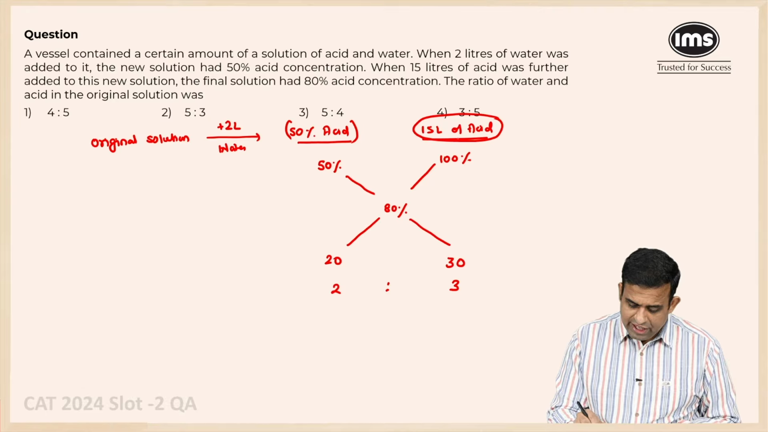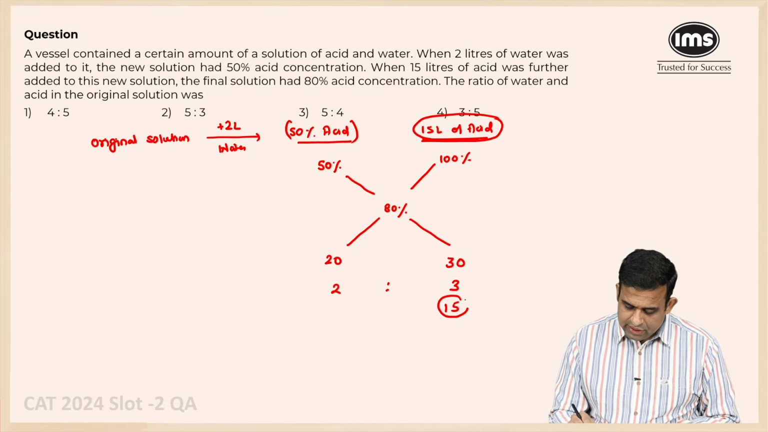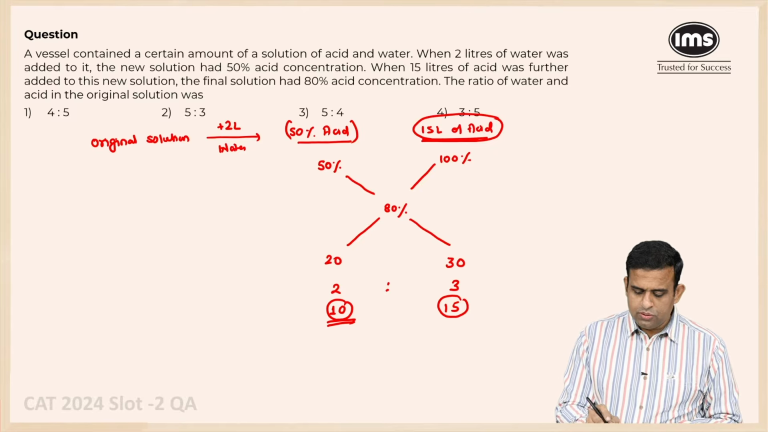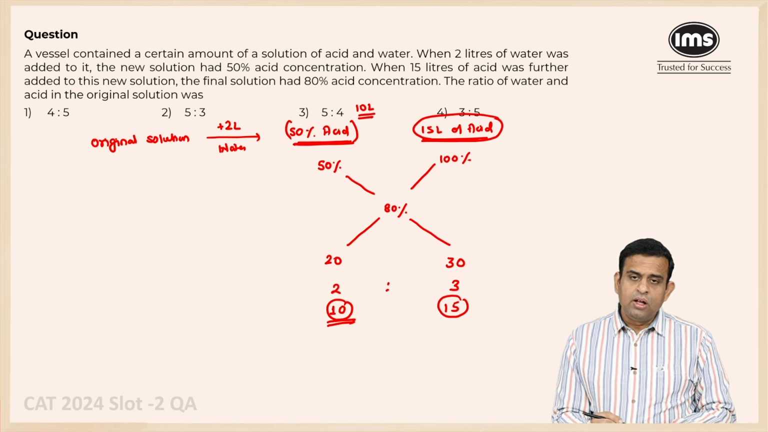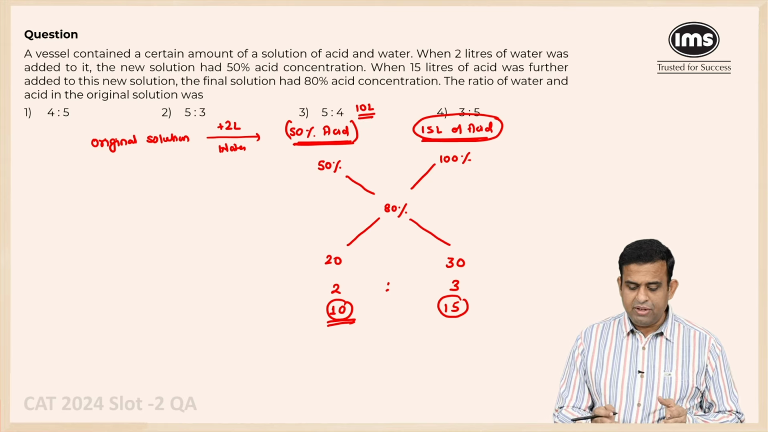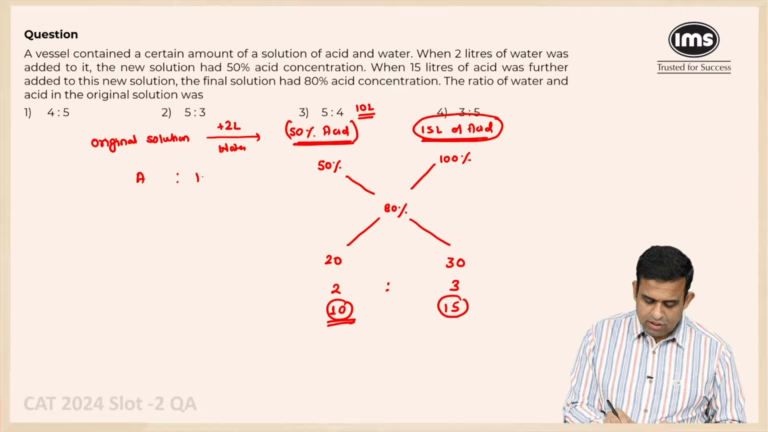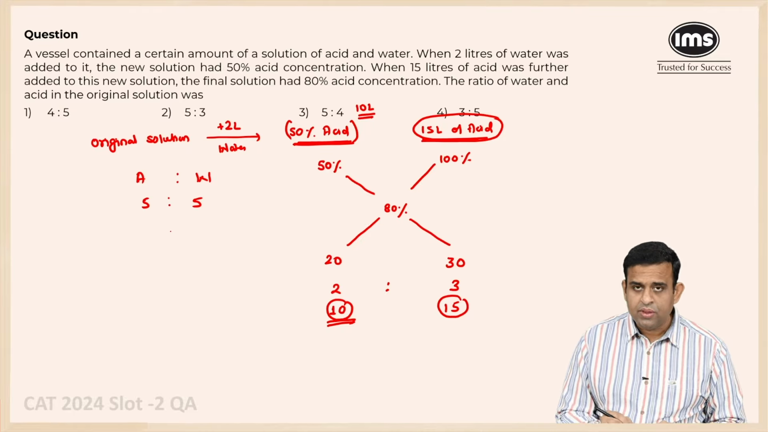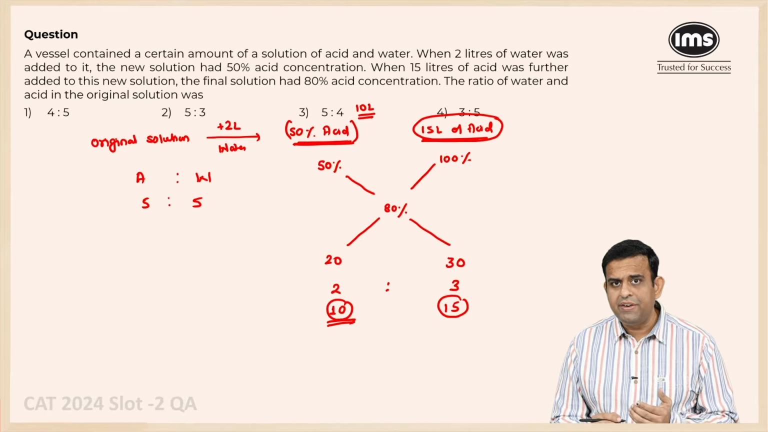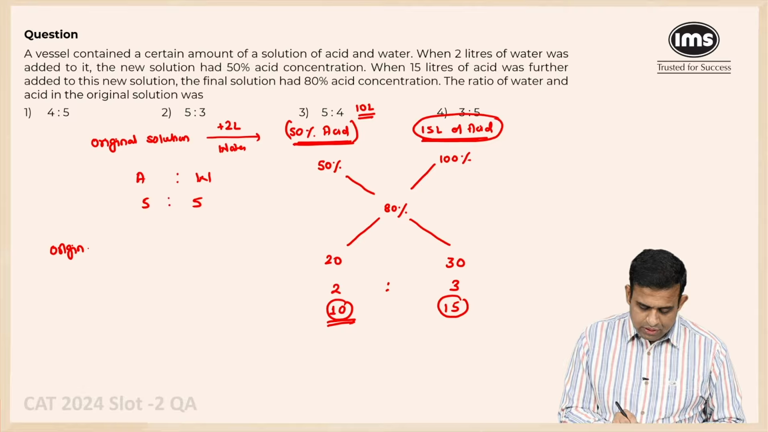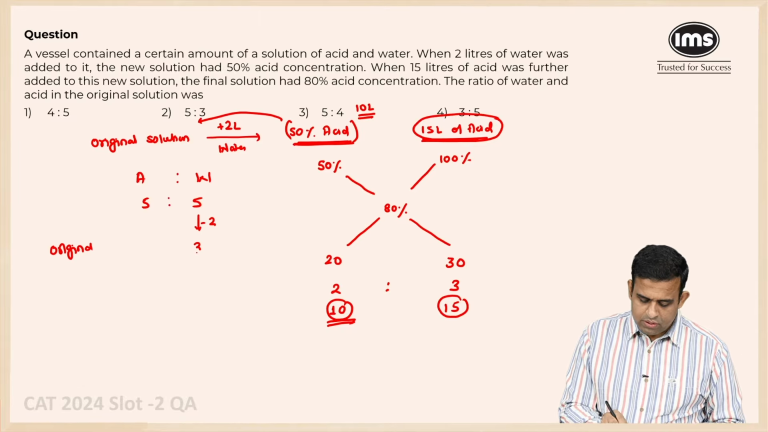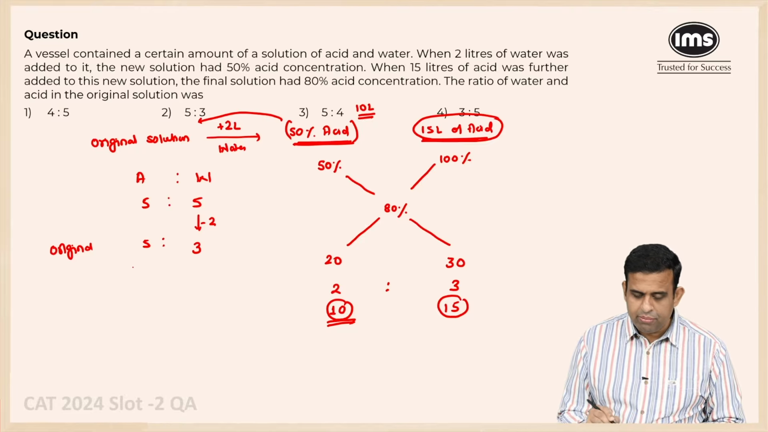But since they have given 15 liters over here, if this is 15, then this quantity basically has to be equal to 10. So this 50% acid solution basically was nothing but 10 liters. Now understand, in this particular case, this 10 basically means your acid and water must be equal, 5 and 5. And to achieve this 5 and 5, we have added 2 liters of water. That means in the original, water must be 2 less. We are going from here to here now. So 3 is water and 5 will be nothing but acid.